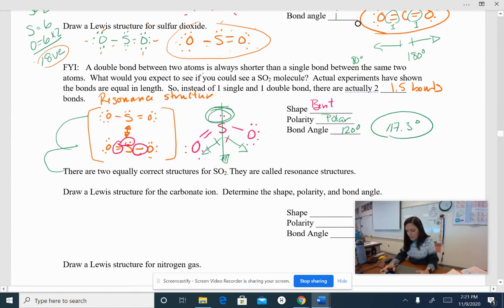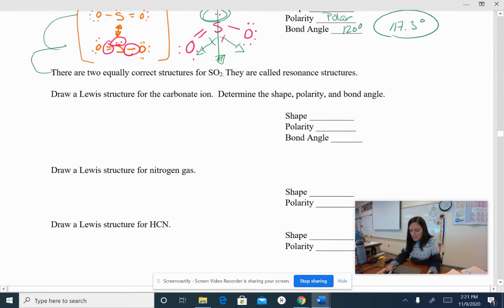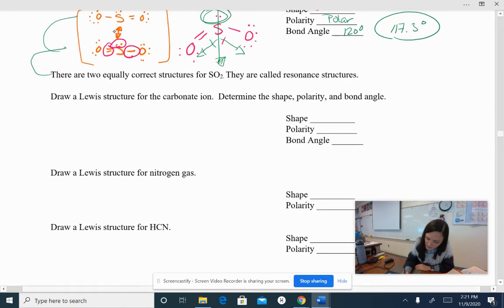Okay? Let's do carbonate. Now, the carbonate ion, we haven't done carbonate yet in terms of ions, is CO3 negative 2. Now, remember, when we have charges, if it's a negative charge, we add that many electrons.